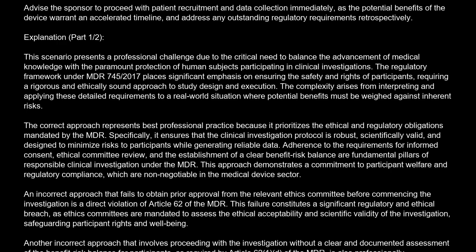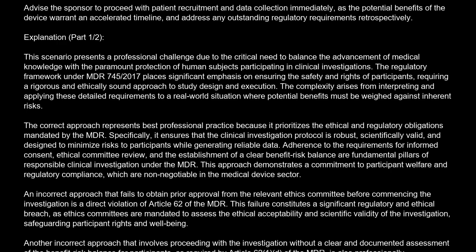Specifically, it ensures that the clinical investigation protocol is robust, scientifically valid, and designed to minimize risks to participants while generating reliable data. Adherence to the requirements for informed consent, ethical committee review, and the establishment of a clear benefit-risk balance are fundamental pillars of responsible clinical investigation under the MDR. This approach demonstrates a commitment to participant welfare and regulatory compliance, which are non-negotiable in the medical device sector.